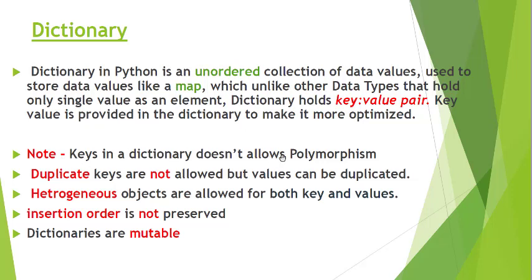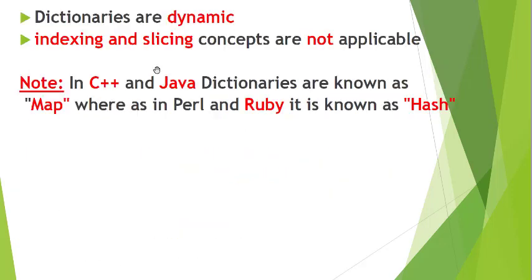Keys in the dictionary cannot be mutable. They have to be constants. Duplicate keys are not allowed, because if you have duplicate keys, then there will be confusion. Because we have no index here, the key value identifies the element. Heterogeneous objects are allowed for both keys and values.